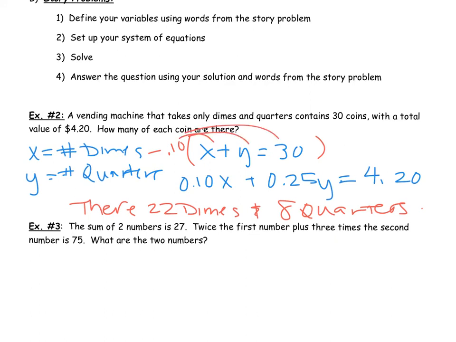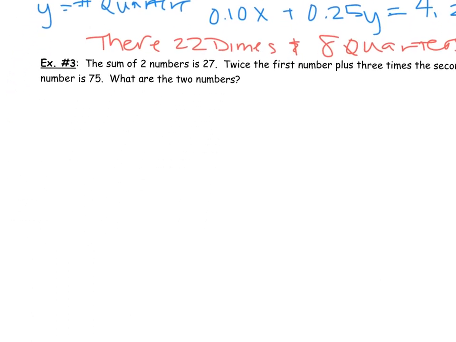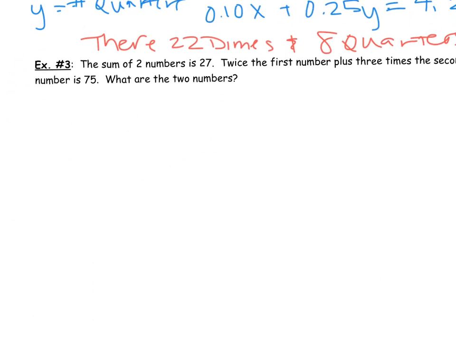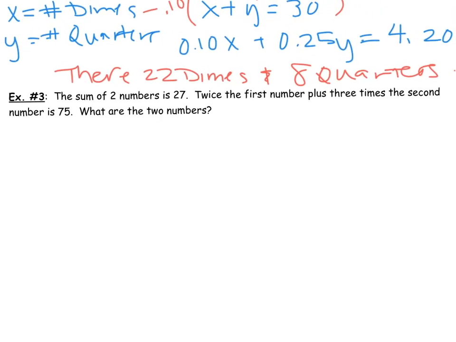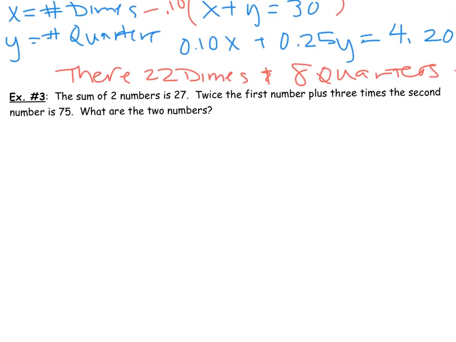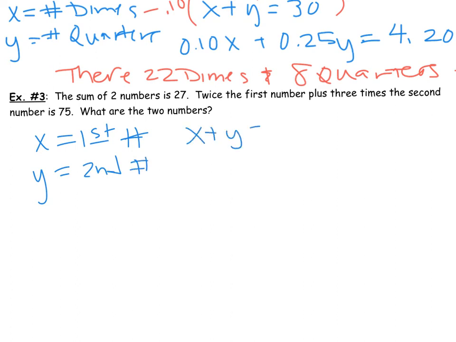Okay, let's go to the last one. The sum of two numbers is 27. So we are talking about two numbers here. Okay, so the sum of two numbers is 27. So let's say x is the first number, and y is the second number. We know sum means to add, so we're going to add the two together, and we know the sum is 27. It says twice the first, so that would be 2 times x, plus 3 times the second is 75.